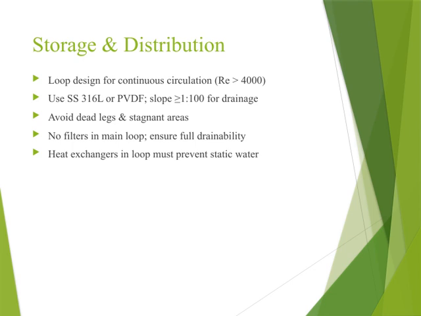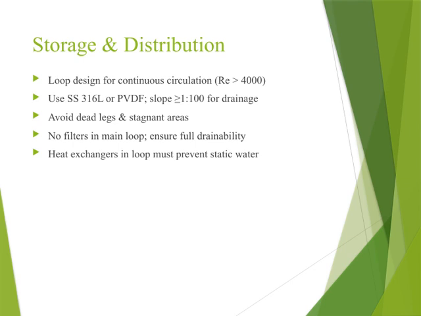Also, it's important that the pipes have a slope of at least 1:100 to promote proper drainage, so any residual fluids can flow out easily and prevent buildup. We should avoid dead legs and stagnant areas in the system. These are spots where water or fluid might sit still, creating potential for bacterial growth or corrosion. To keep the system fully drainable, no filters should be placed in the main loop, as they can cause blockages or trap water, impeding complete drainage.